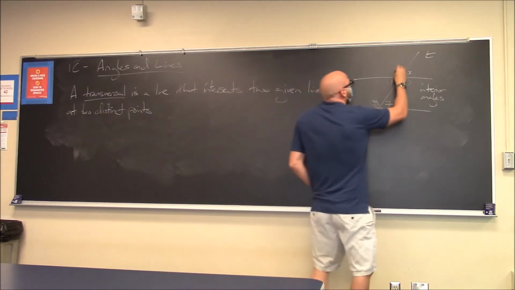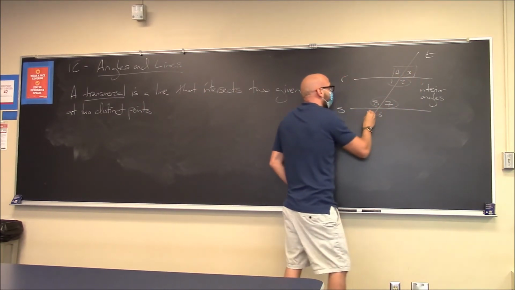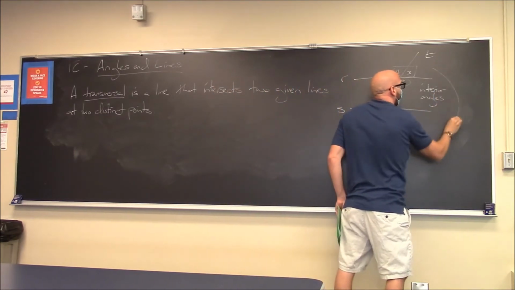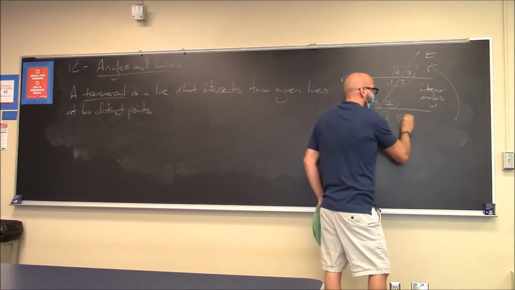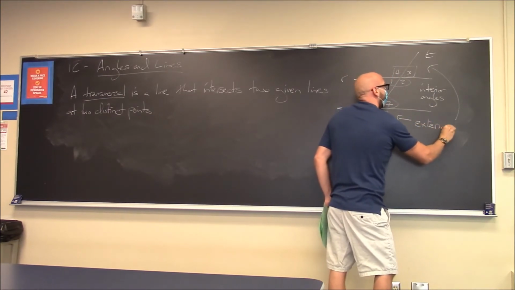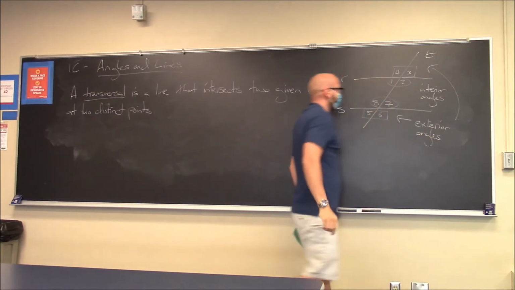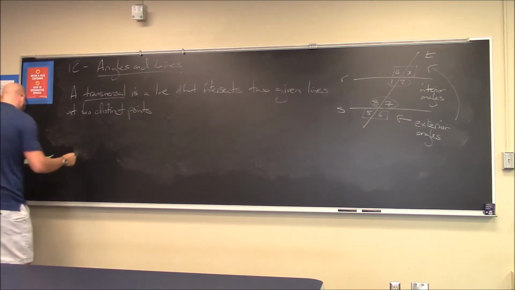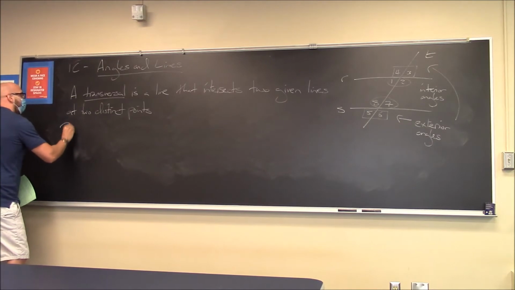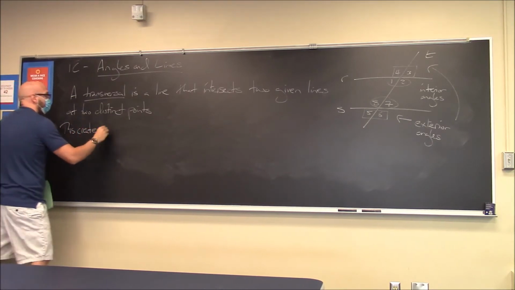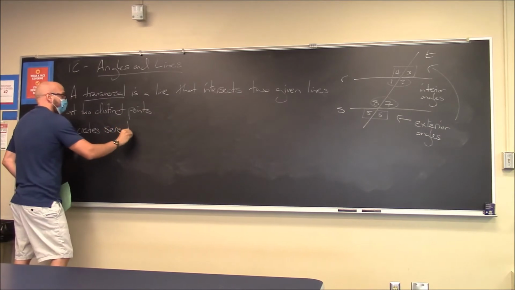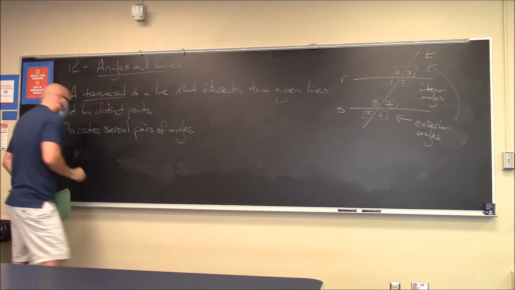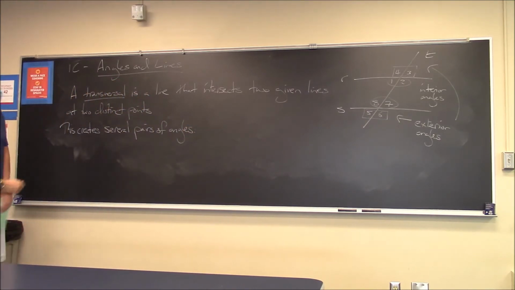And these outside angles, or rather 4 outside angles, 4, 3, 5, and 6, those are exterior angles. Okay, so a whole bunch of terminology now. This creates really several pairs of angles. I'm not going to name them all, but I'll name the most popular ones. So first up, we've got corresponding angles.